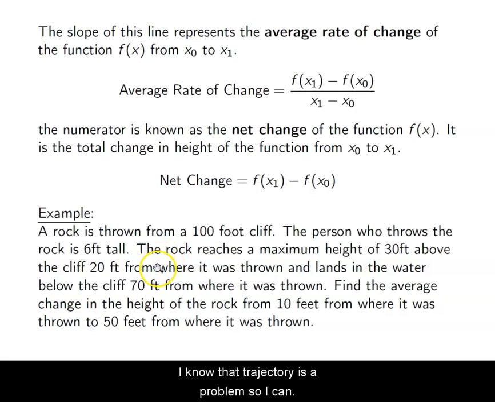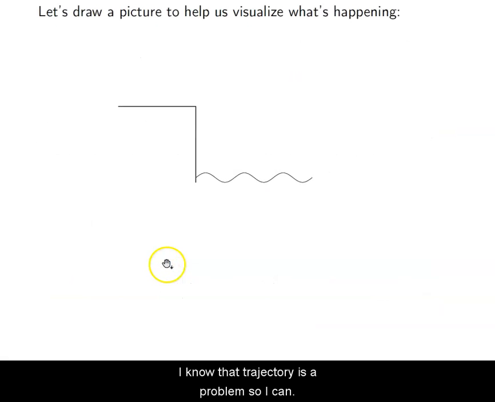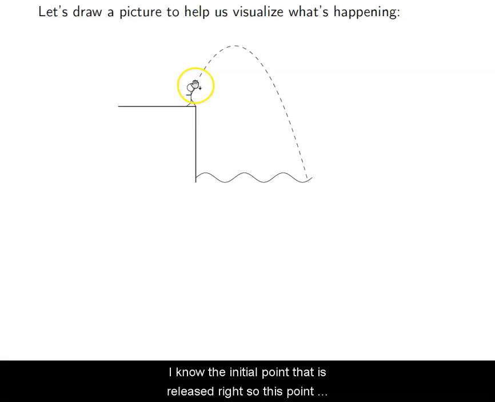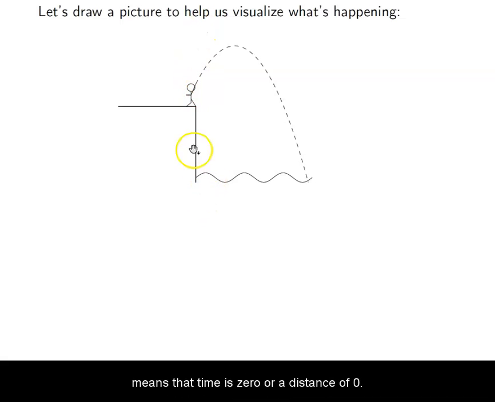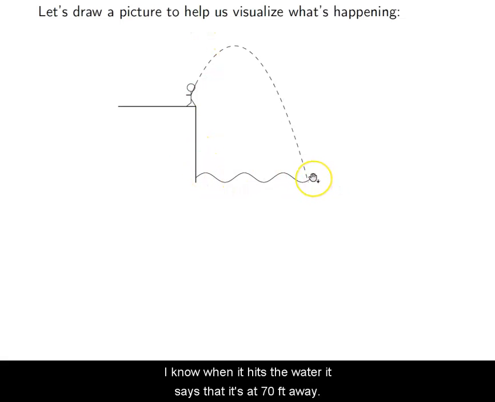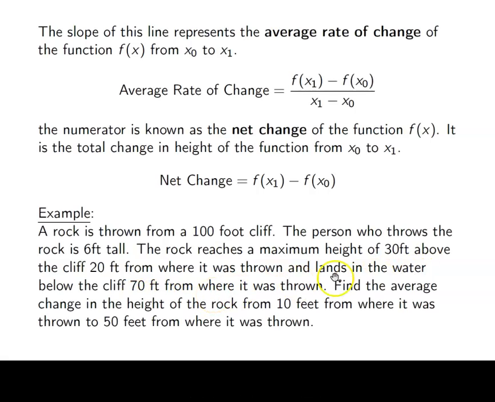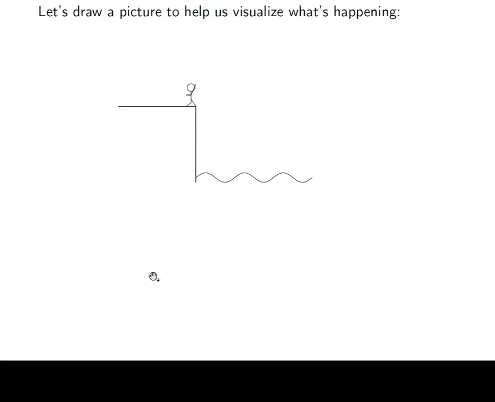I know that trajectory is a parabola, so I can draw this flight path, right? I know the initial point that is released, right? So initial point means that time is 0, or a distance of 0, in this case. I know when it hits the water, it says that it's at 70 feet away, okay? And I know its maximum. Its maximum is 30 feet above the cliff, and that happens 20 feet from the person, okay?